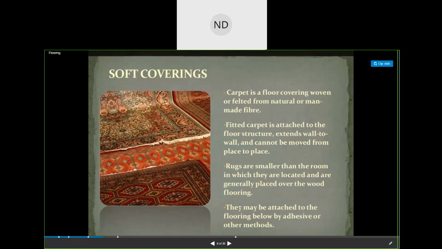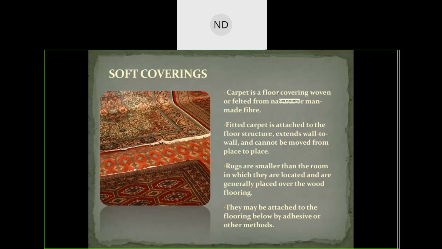First, you can see the soft coverings. These are known as your soft coverings, which means nothing but your carpets. I know everyone knows about carpet. So carpet is a soft covering. Under soft coverings of the floor comes your carpet, which is a floor covering woven or felted from natural or man-made fiber. Okay, these are made of fibers. These are the floor coverings which you generally see.